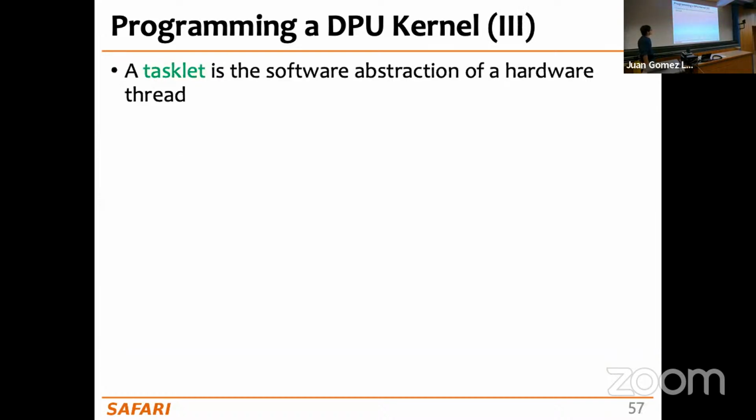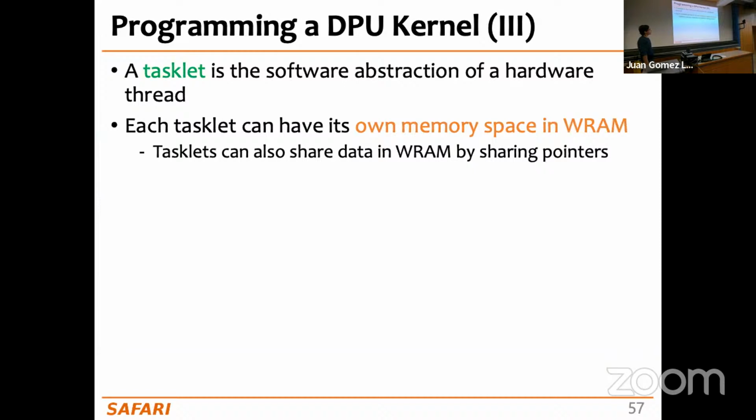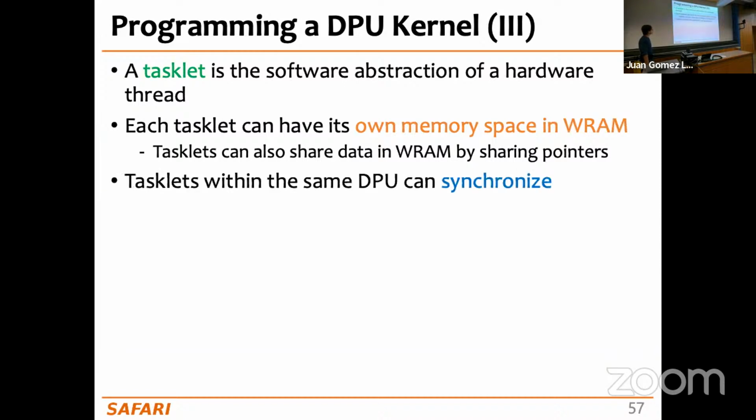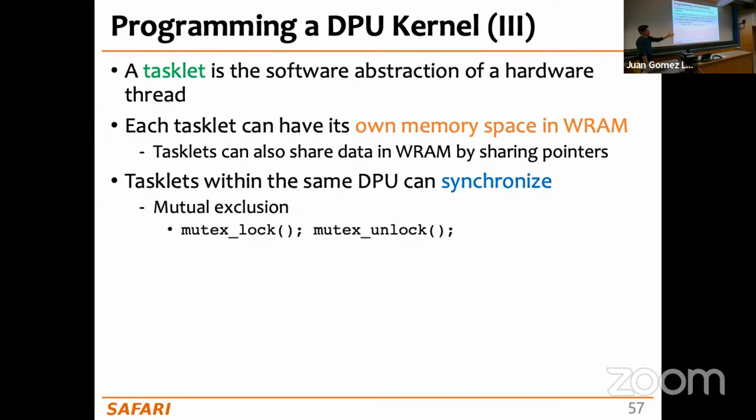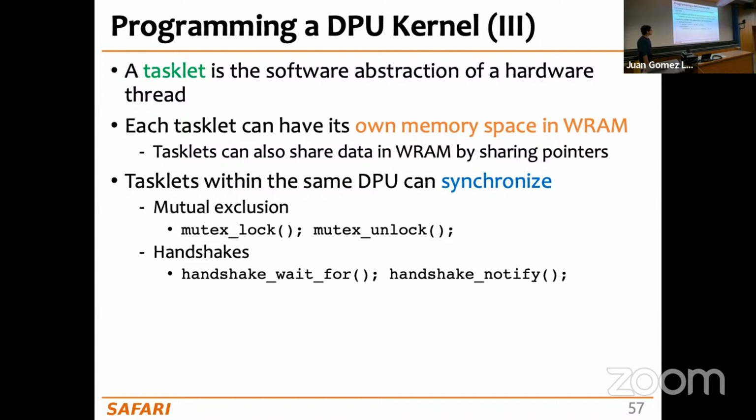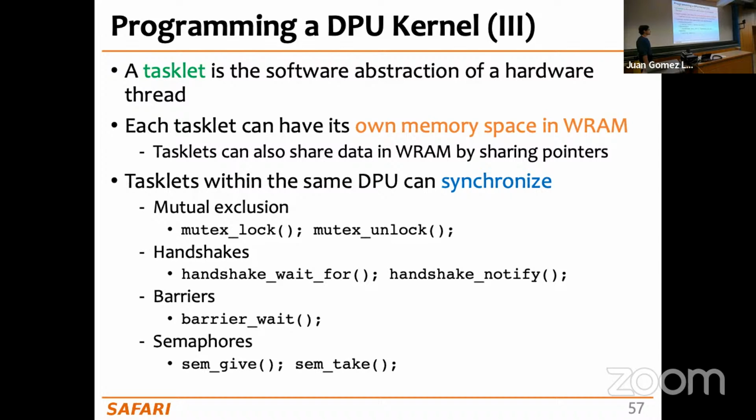What else? The tasklet is a software abstraction of the hardware thread, as you already know. Each tasklet can have its own memory space in WRAM, but they can also share the data in WRAM by sharing pointers. And these tasklets can also synchronize, and you'll have to deal with these also in the lab at some point. You may use mutexes or handshakes or barriers or semaphores. For a description of these, you can go to Wikipedia or to your parallel programming book or to the SDK documentation.